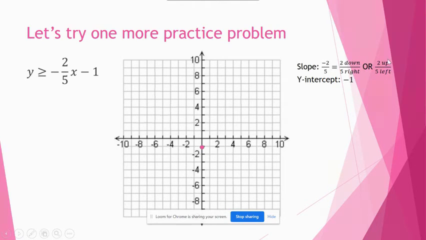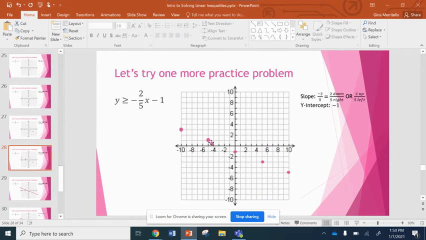You also might come up with 2 up and 5 to the left if you thought about the -2/5 as 2 over -5. But either way, for your two sets of rise over run, you're going to go 2 down, 5 to the right, or 2 up and then 5 to the left. So I graphed my 2 down and 5 to the right first, and then again 2 down, 5 to the right. And then I can also go 2 up and 5 to the left. Oops, I have one point on there that I wasn't supposed to.